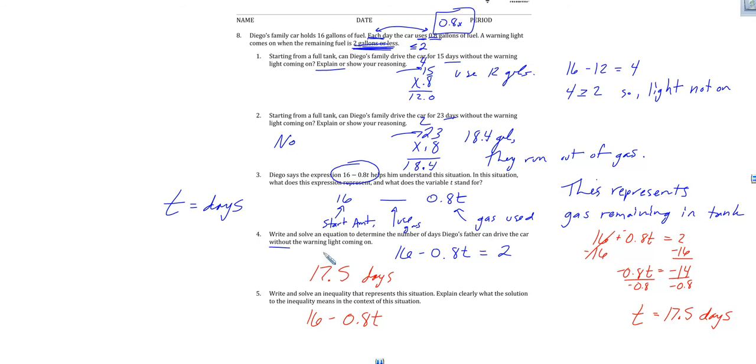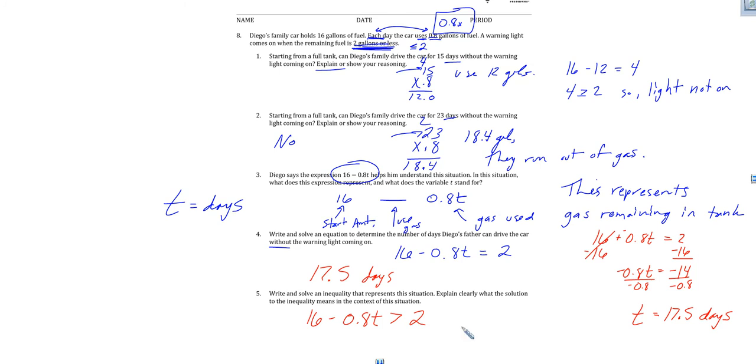So the light will come on as long as the gas remaining is not above 2, right? Because if it's less than or equal to 2, then we're in trouble. So we want it to be greater than 2. As long as that stays greater than 2, we are in great shape. So we've already solved this. We already know that the answer is 17.5. The question is, when this got solved, did that flip around to a less than or a greater than?